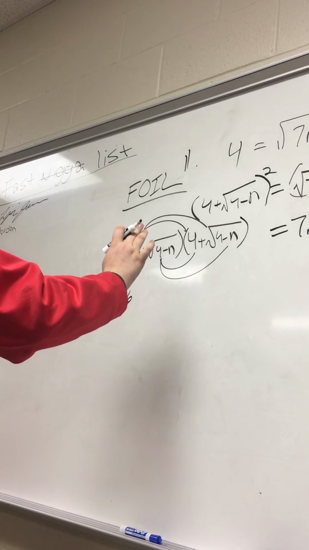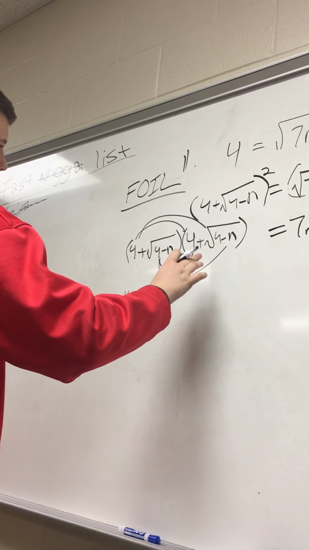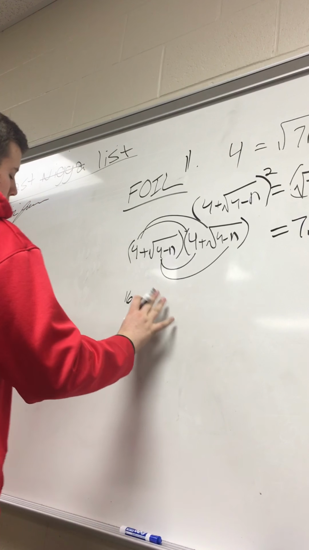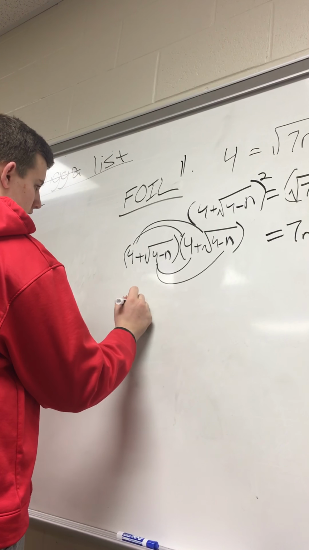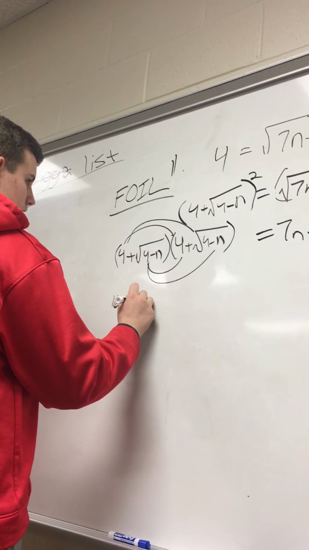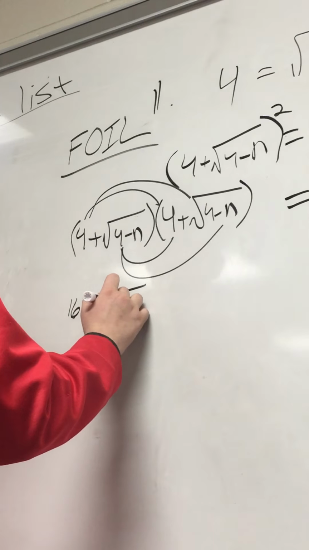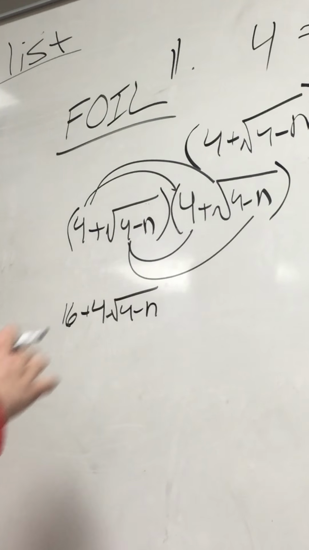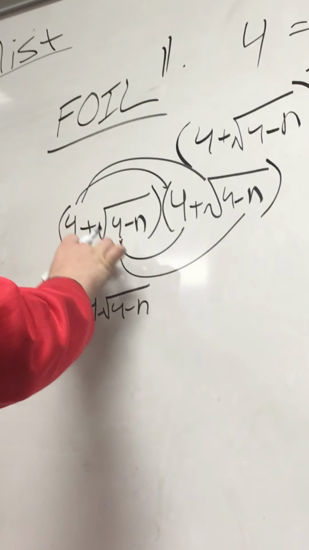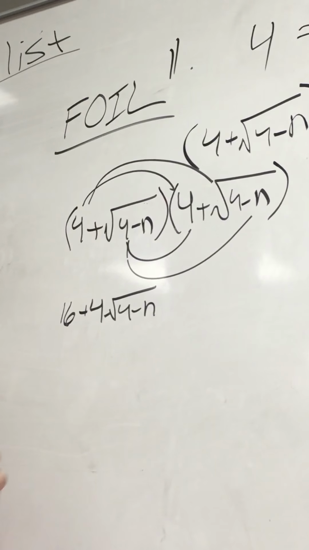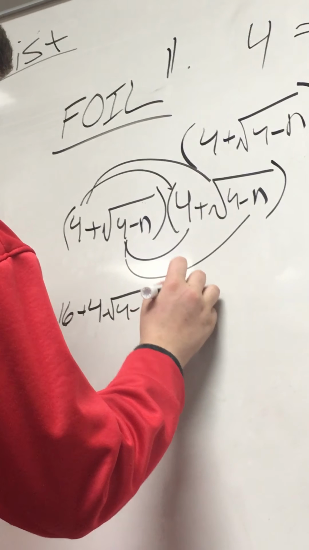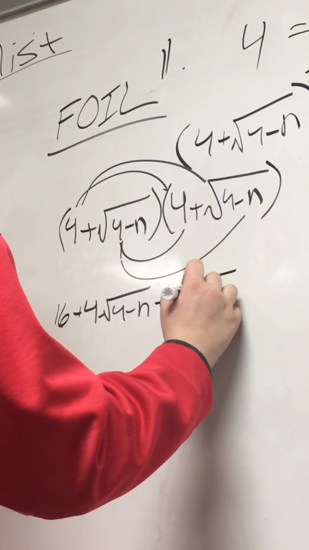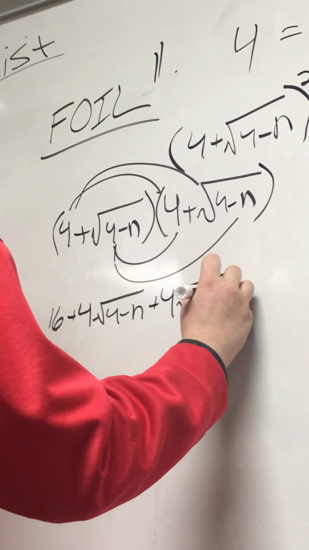So now I'm going to do the outer, so 4 times the square root of 4 minus n. You can't really multiply those, so I'm just going to leave it as 4 times square root of 4 minus n. And now the inner will be the same thing because it's square root of 4 minus n times 4. So I'm going to do plus 4 times the square root of 4 minus n.